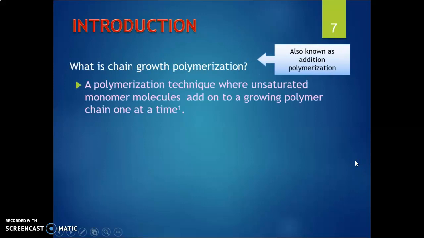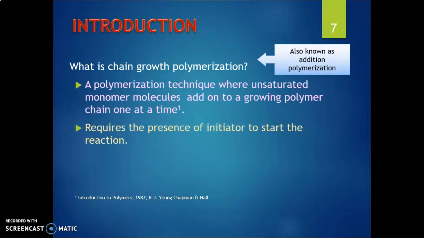Okay, what is chain growth polymerization? Chain growth is also known as addition polymerization. This is a polymerization technique where the unsaturated monomer, which is a monomer that contains a double bond, adds onto a growing polymer chain one at a time.